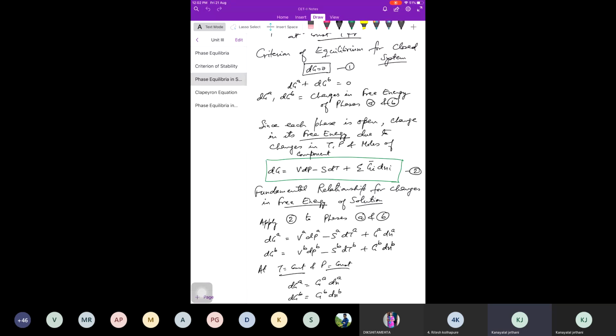Right? So if you apply equation 2 to phases A and B, what we get is dGA is equal to VA dPA minus SA dTA plus GA dNA, and for phase B, dGB is equal to VB dPB minus SB dTB plus GB dNB. We get two equations for two phases A and B. Is this okay?